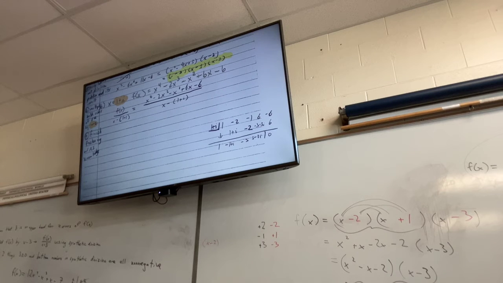Alright, so the answer to my division problem. This is going to be a constant term, this is going to be our x term, this is going to be our x squared term, this is going to be our x cubed term. The answer is x cubed plus negative 1 plus i x squared minus 3x plus 3 minus 3i.